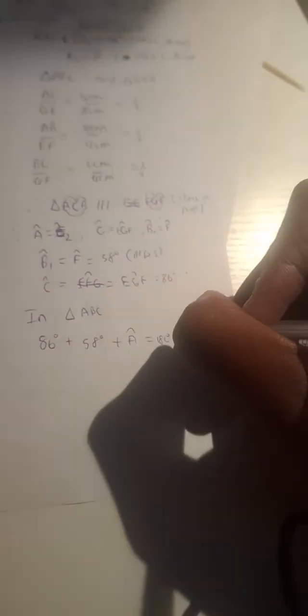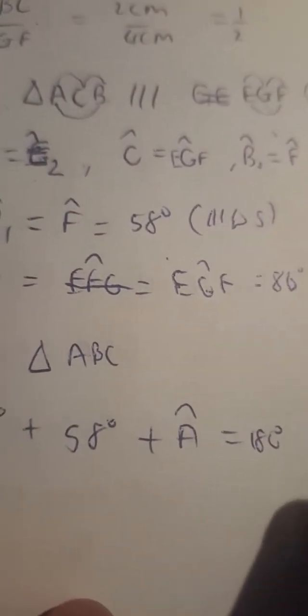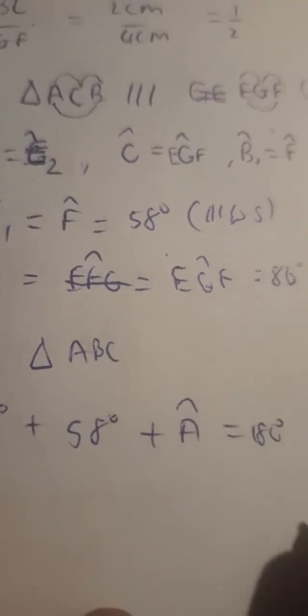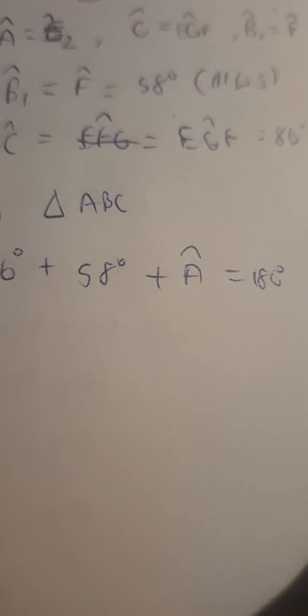So I'm going to say in triangle ABC, 86 degrees plus 58 degrees plus angle A is equal to 180 degrees. And the reason: sum of angles in a triangle. Now you can write either sum of angles in triangle, or interior angles of triangle, or angle sum in triangle. These are the acceptable reasons that they accept in the exam.